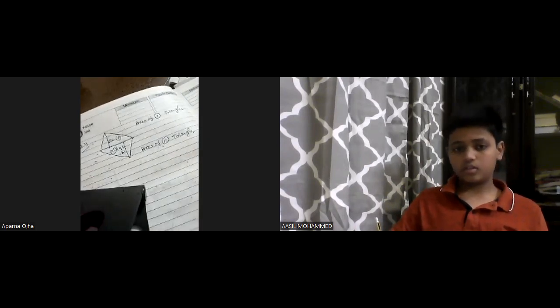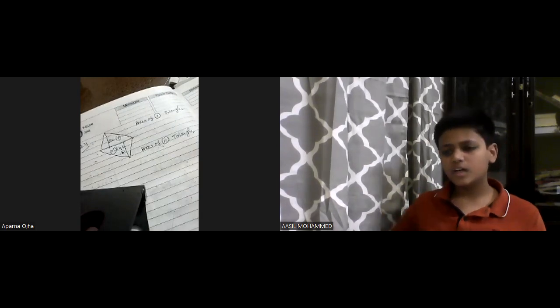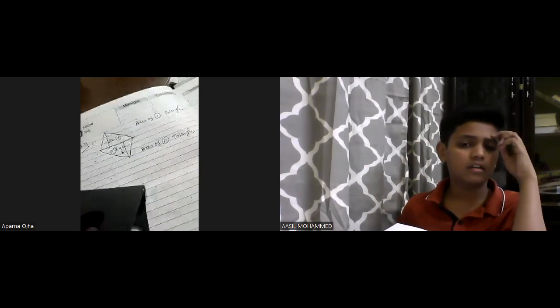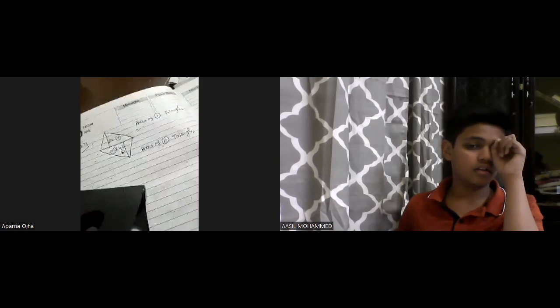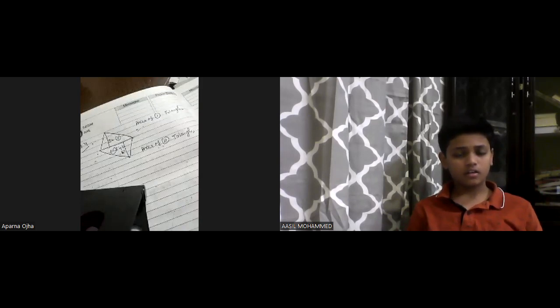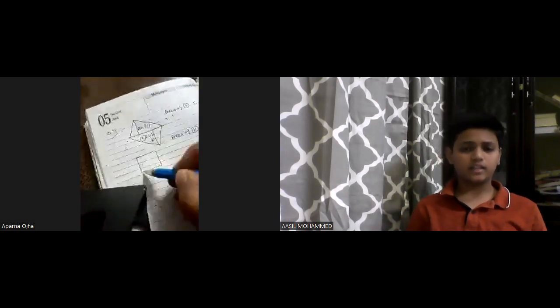What is the formula of the area of the triangle? Same thing, after that I will tell you. Area of the rectangle. What is the formula of area of rectangle? Area of rectangle is L into B. This is a rectangle, and this is the triangle.